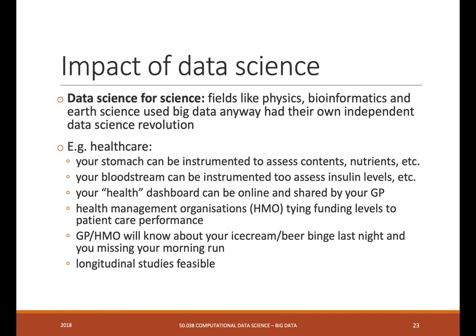Data science can predict everything, right? Our companies can even know when we miss our morning run and when we're sort of slouching, not feeling so well, not exercising so well. Okay.